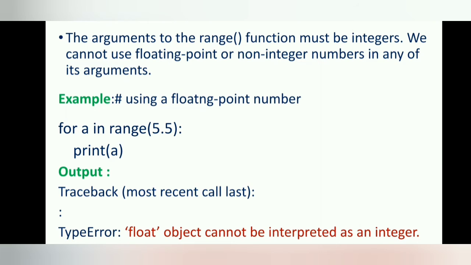The arguments to the range function must be integers. We cannot use floating point or non-integer numbers in any of its arguments. Example, using a floating point number: for a in range(5.5): print(a). In this example, we passed a floating point value to the range function. So, Python will throw a TypeError message that float object cannot be interpreted as an integer. The arguments to the range function must be integers.